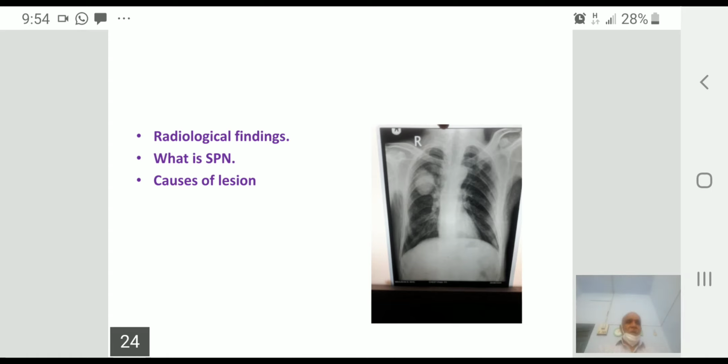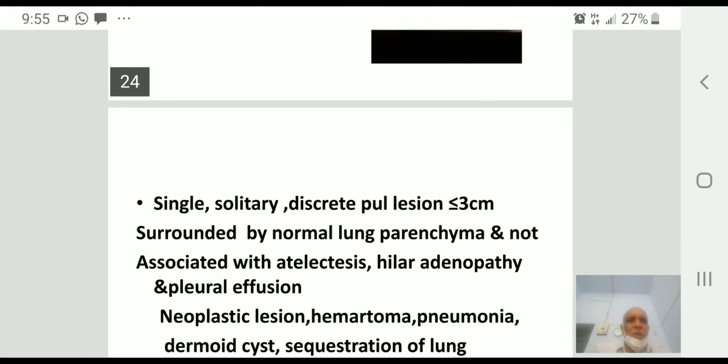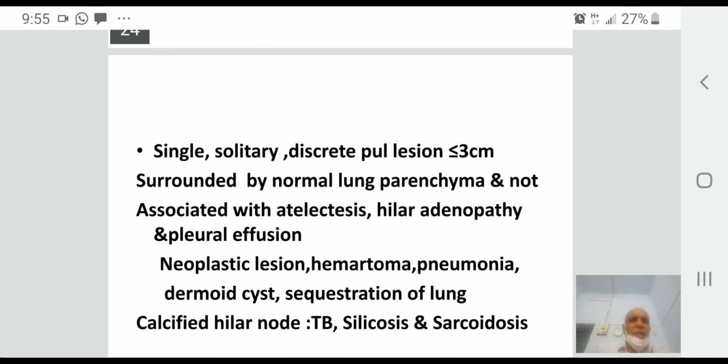X-ray shows a radio dense single discrete opacity in the right mid zone. Well marginated, not associated with lymphadenopathy or effusion, so it may be a solitary pulmonary nodule. What is SPN?